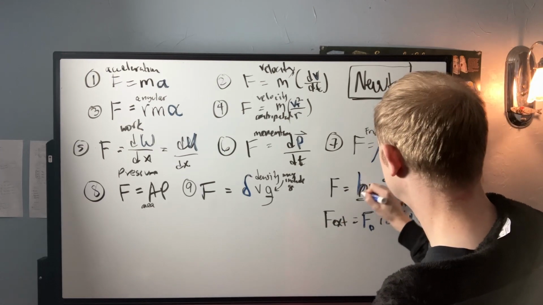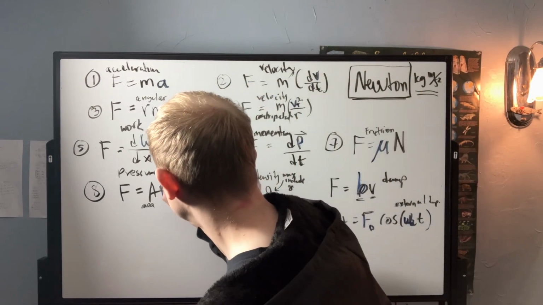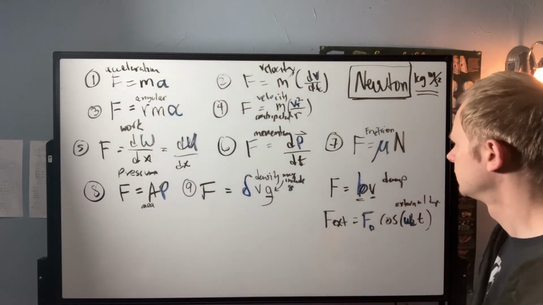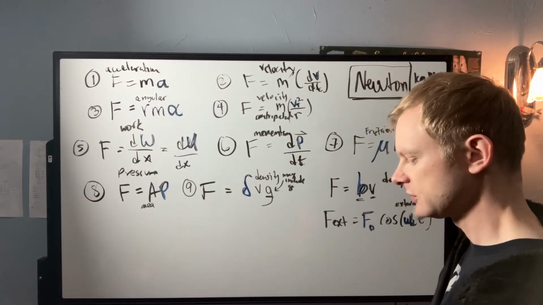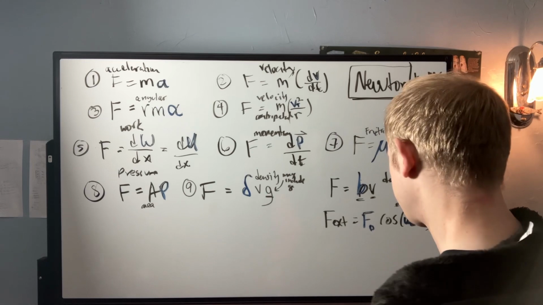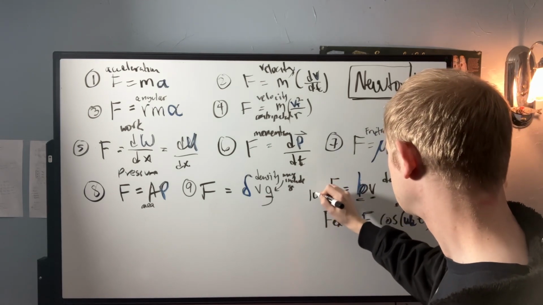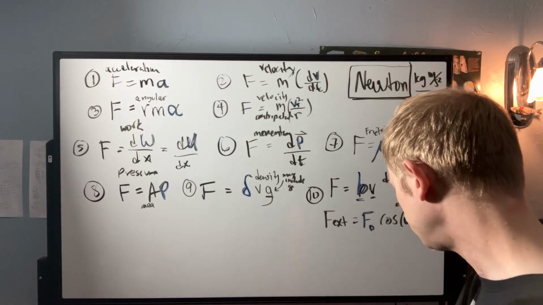Maybe you're given B. Maybe, I don't know, I don't even remember what P is. Maybe you're given P. But you just want to be aware that these equations exist, so that way you can refer back to them just in case you have to solve something with these equations. This is equation sort of number 10 over here.